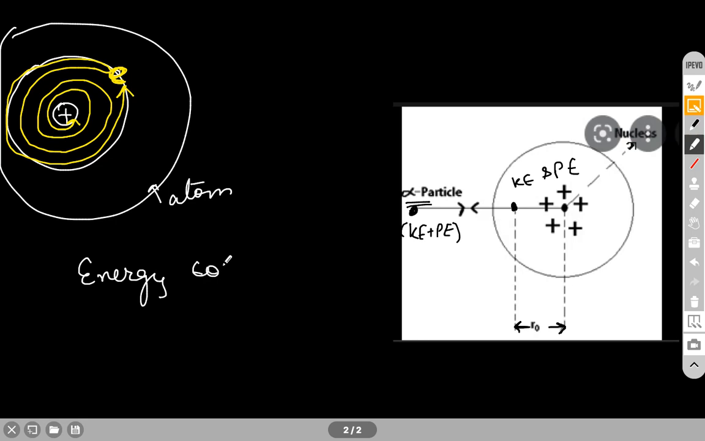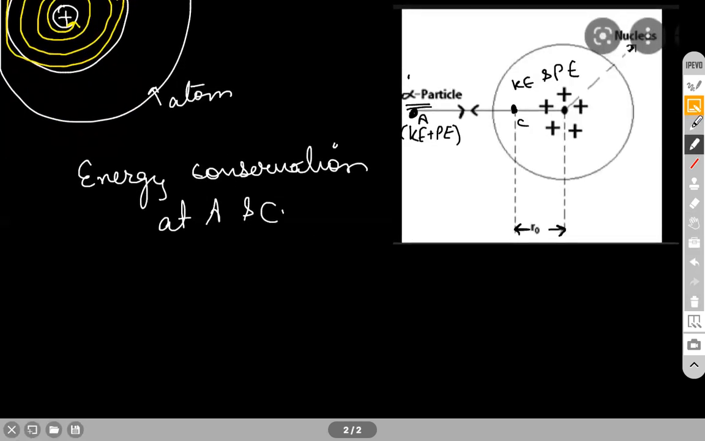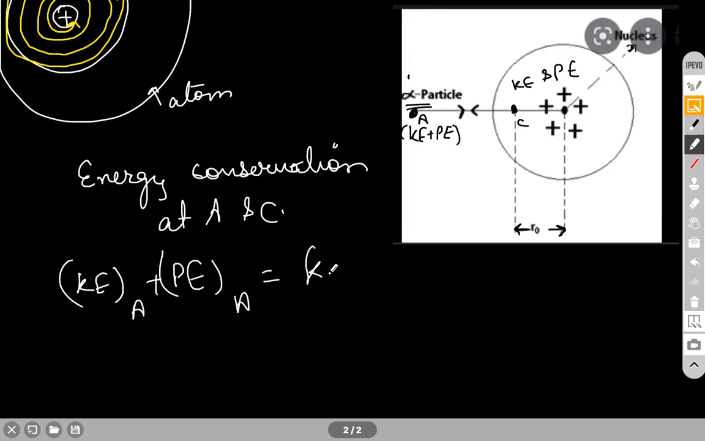If you apply energy conservation at point, let's say this is point A and this is point C. Energy conservation at A and C. C is the distance of closest approach, till where the alpha particle will go, and later that will be termed the radius of the nucleus. This is an atom, the bigger thing. So energy conservation at A and C: kinetic energy at position A plus potential energy at position A equals kinetic energy at position C plus potential energy at position C.